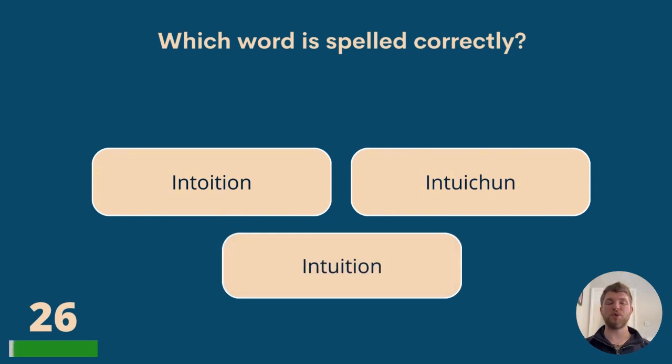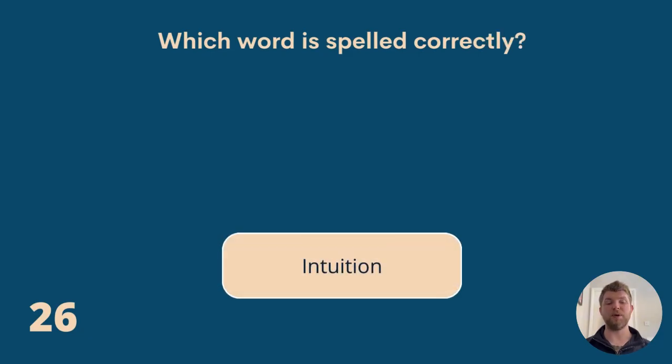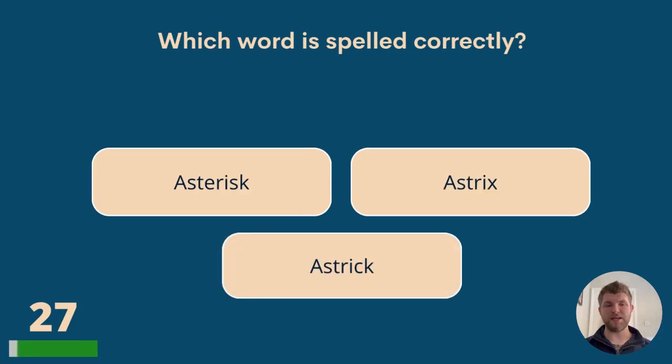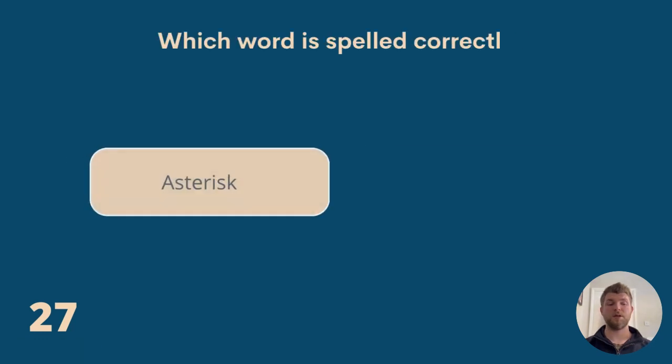What about the word intuition? Which of those is the correct spelling of the word intuition? Intuition is spelt INTUITION. Which word is spelled correctly of these? We're trying to spell asterisk. The correct spelling is ASTERISK.